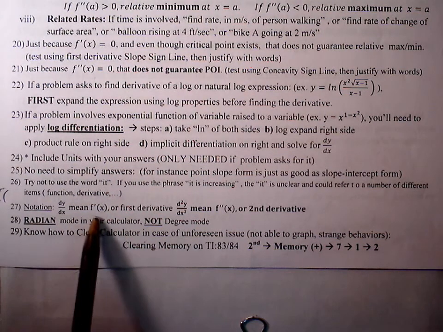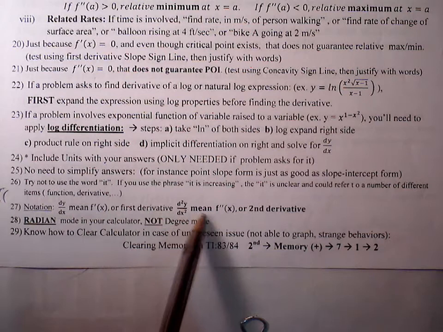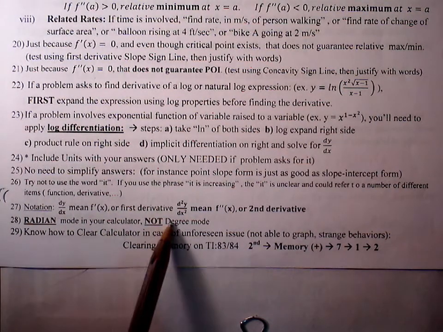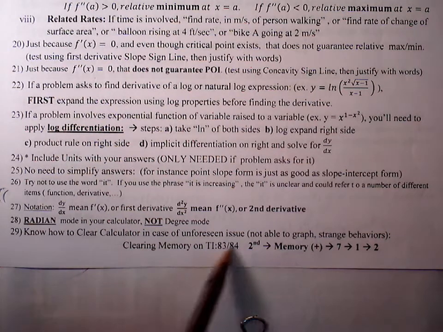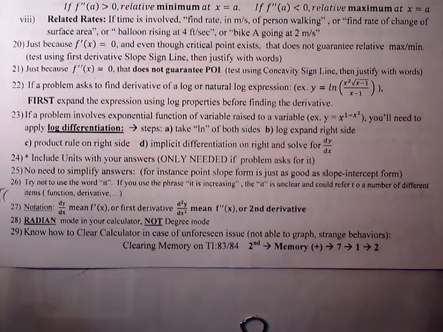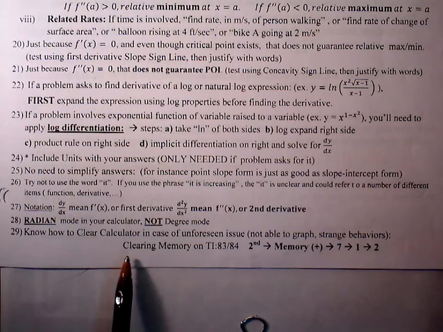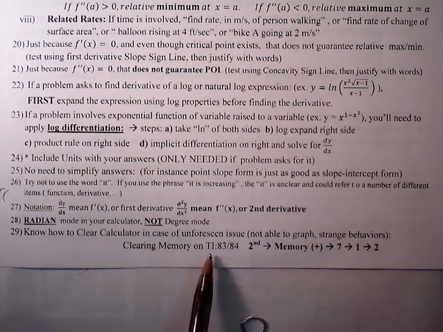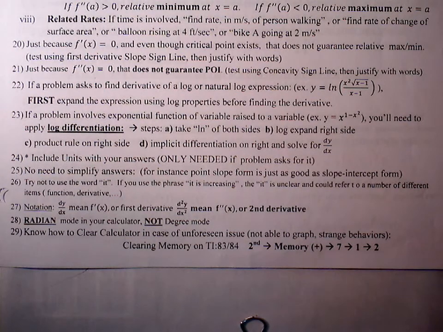Notation: dy/dx means f prime. d2y over dx2 means f double prime. On your calculator, make sure that you're in radian mode and not in degree mode. And I have steps here in case you're stuck and your calculator is acting up: we can always clear the memory by following these steps on the 83 and 84, and that will get you back to your normal screen.